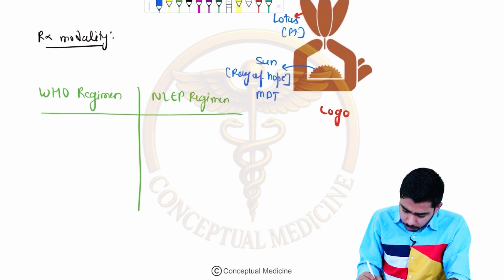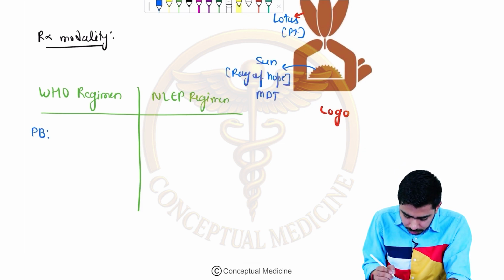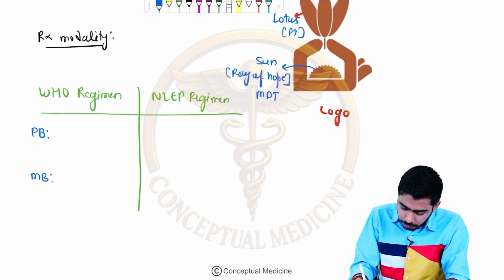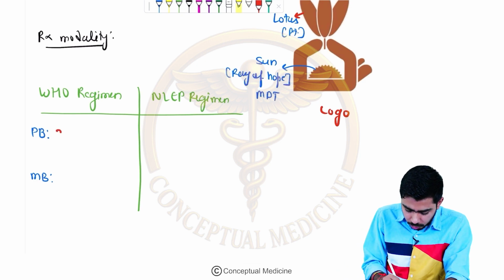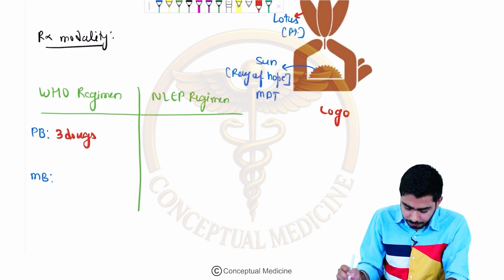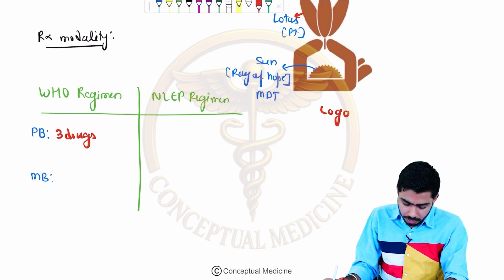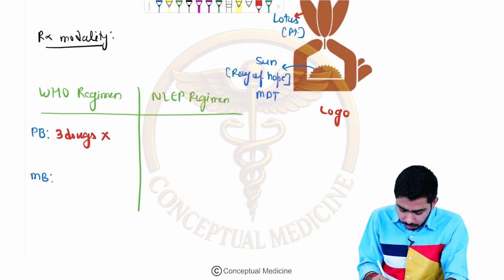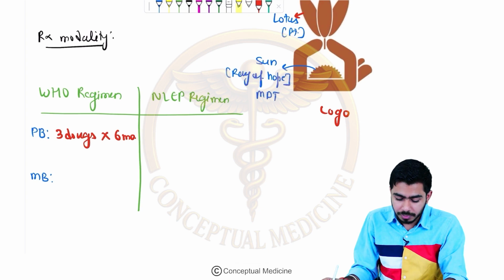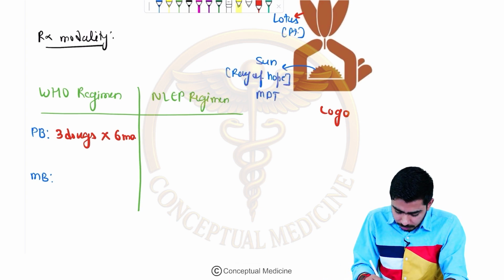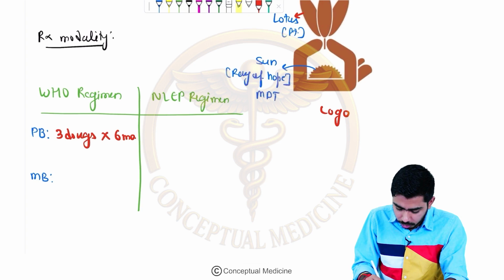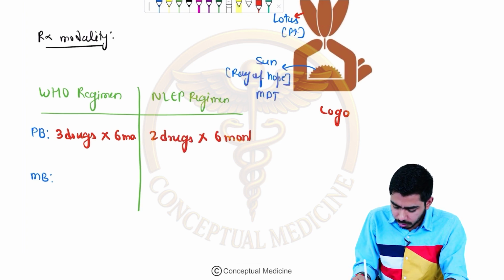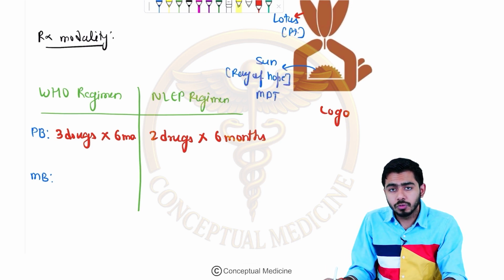So for the Paucibacillary leprosy and the multibacillary leprosy, they are talking about two things over here. For the Paucibacillary leprosy, WHO says that you need to use 3 drugs, right? For the Paucibacillary, you need to use the 3 drugs for 6 months. Whereas National Leprosy Elimination Program says that for the Paucibacillary patient, you need to use just 2 drugs, and yes, we will be using it for 6 months, right? So that is the difference which you need to know over here.